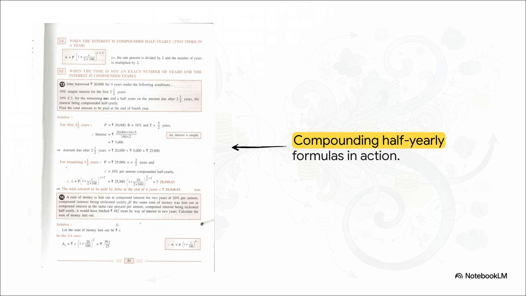Let's move to this example and see how it builds in a real scenario from the source text. Just like we talked about, the rate r gets halved and the power n gets doubled. The math just automatically adjusts itself. Whether it's quarterly, monthly, or daily, as long as you adjust things proportionally, this engine literally never breaks down.